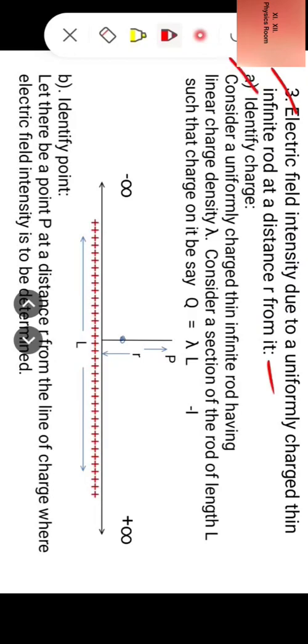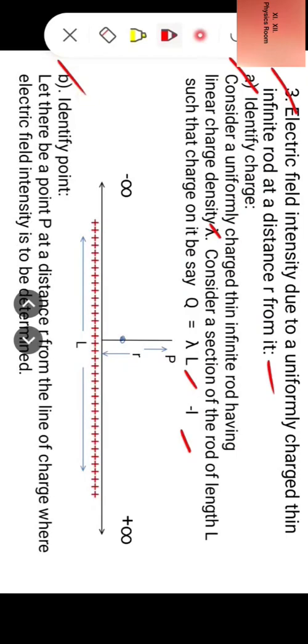A. Identify charge. Consider a uniformly charged thin infinite rod having linear charge density lambda as shown. Consider a section of the rod of length L such that the charge on it, say Q, is equal to lambda into L. Let us mark it as equation 1. So you look at the diagram. Here is the rod which is uniformly charged from minus infinity to plus infinity, and the rod is thin.